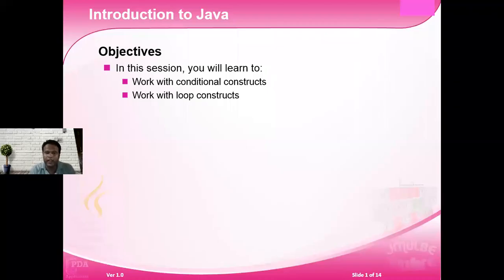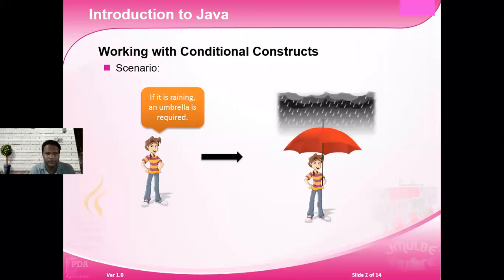Today we start with the conditional construct. Let's find a scenario: if it is raining, then an umbrella is required. The condition is: if it is raining, then an umbrella is required to protect yourself. Because there is some kind of situation in a program, you have to perform an action based upon your condition.